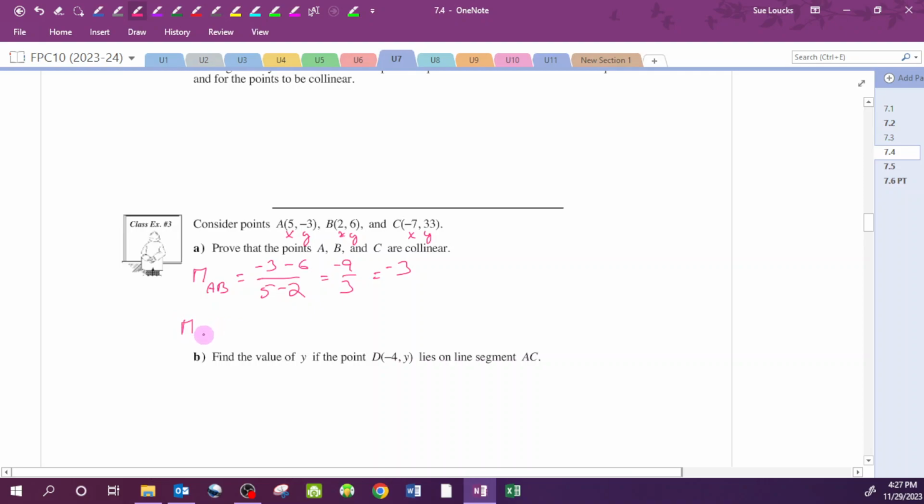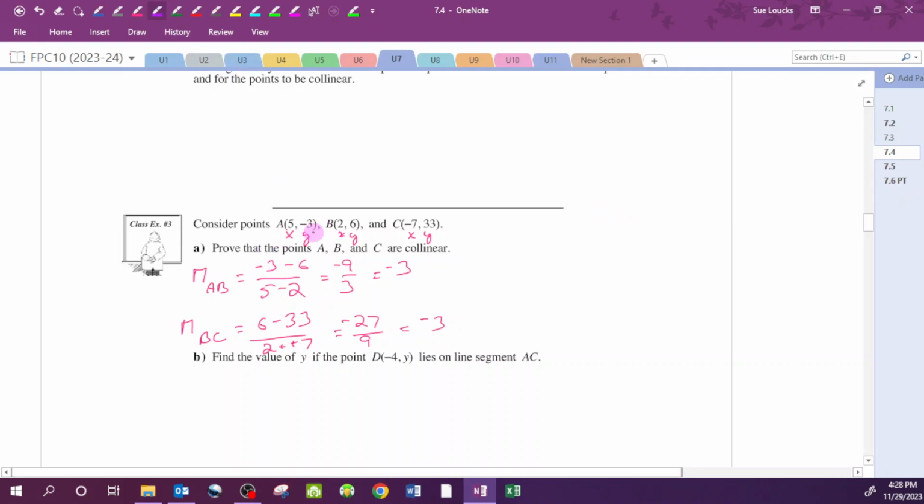And then I'm going to get my slope from B to C. Again, it's my y's over my x's. So it's going to be 6 minus 33 over 2 minus -7, because remember, this first minus belongs to the equation, and that second minus belongs to the 7 there. So 6 minus 33 is -27, and 2 plus 7 is 9. So that's -27 over 9, and that equals -3. So my slopes are equal. But I'm not finished the question, okay?